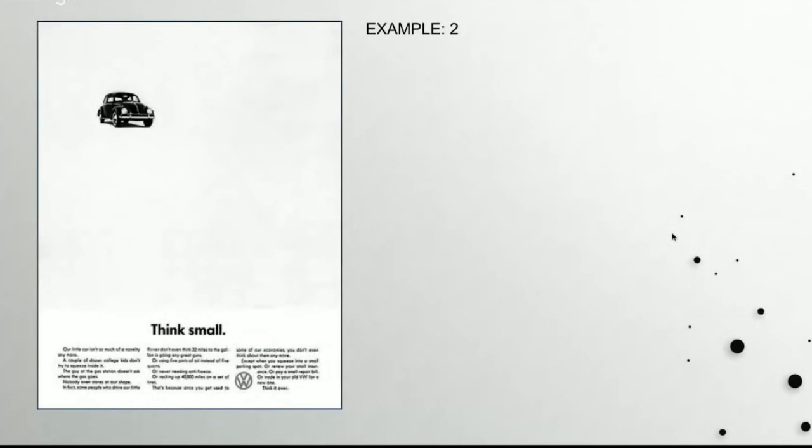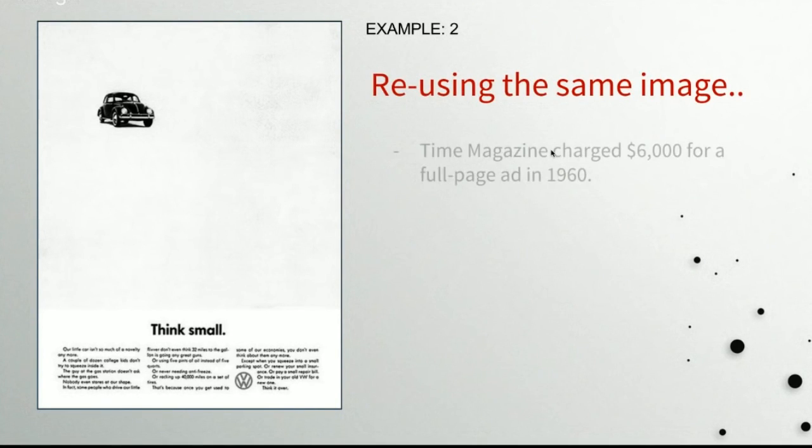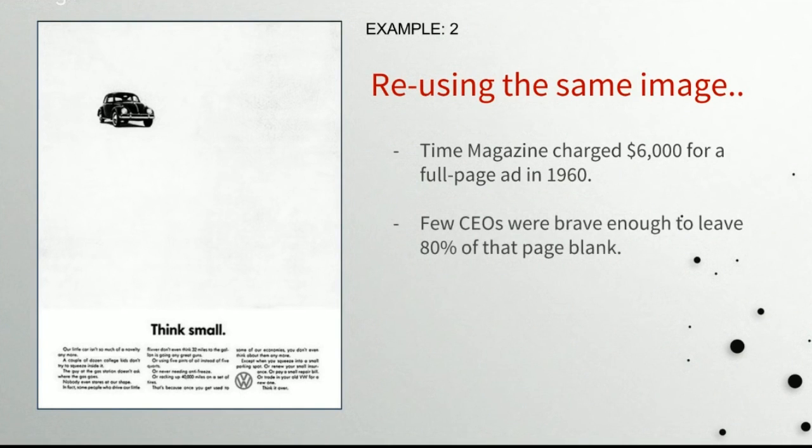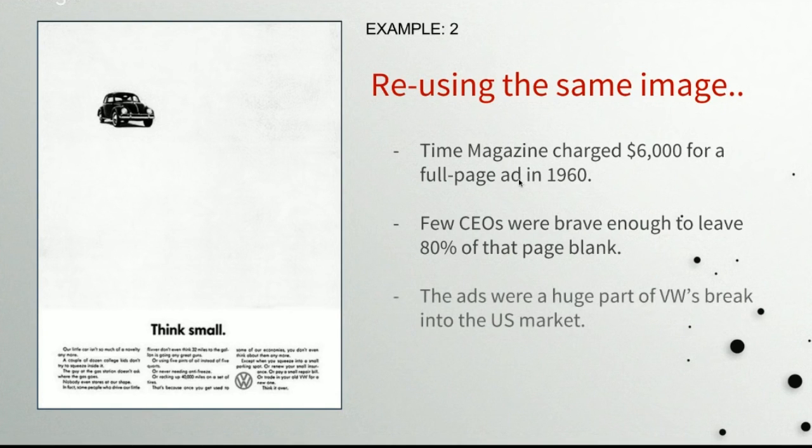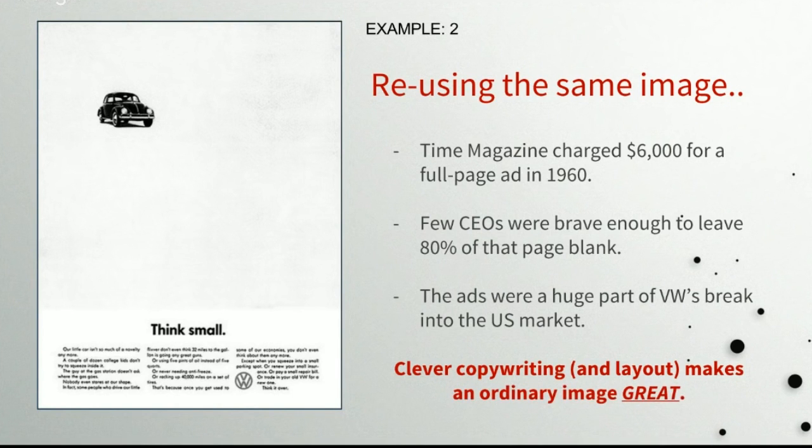And as this second example, here's exactly the same Volkswagen image, but just scaled down and put into a huge amount of white space. At the time, Time magazine, which is probably the largest magazine in the world, charged $6,000 for a full-page ad, and very few CEOs or art directors were brave enough at that stage to leave 80% of a $6,000 page blank. But Volkswagen had the guts to do that, and their ads were a huge part of Volkswagen's break into the US market in the late 50s, early 60s. So clever copywriting and layout makes an ordinary image great.